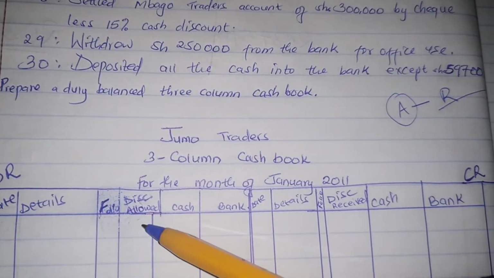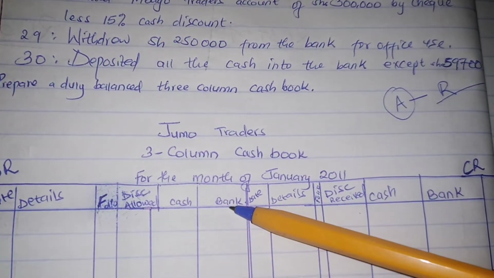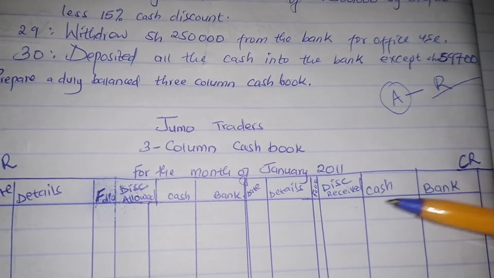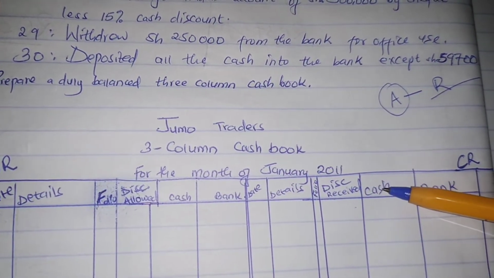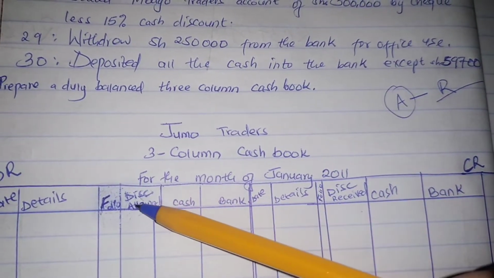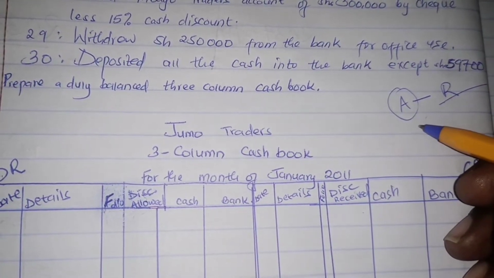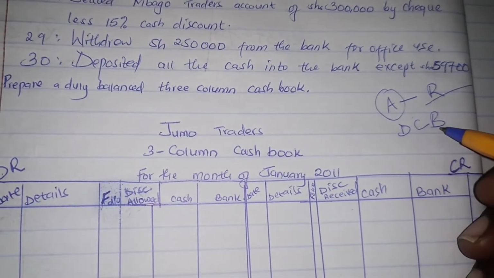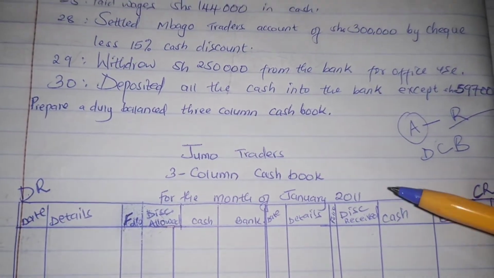So discount allowed, discount received, then cash and bank. Same, discount received, cash and bank. Do not have cash here and then write bank or discount there. Do not interchange; let them be systematic. You can also remember it as DCB: discount, cash, bank columns. That is the easiest way to remember as a learner.